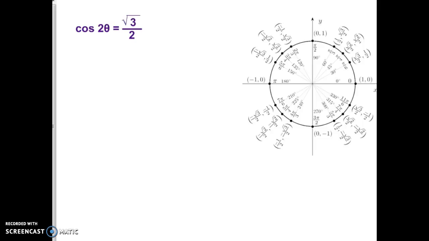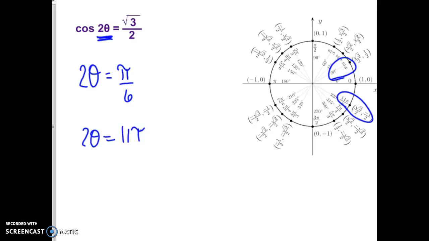Where does the cosine of 2 theta equal square root of 3 over 2? This is confusing because there's a 2 theta. So the square root of 3 over 2 for cosine, let's ignore the 2 theta for now. Cosine equals square root of 3 over 2, positive. That means it's pi over 6, and it is 11 pi over 6. So 2 theta equals pi over 6, and 2 theta also equals 11 pi over 6. Both of these repeat every 2 pi n. This is the value of 2 theta that will give me this cosine value.